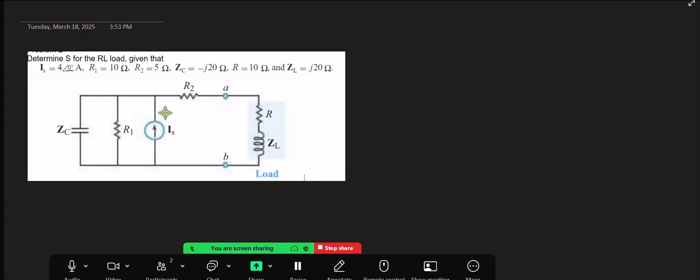Complex power. It doesn't say here, I didn't put it in bold, so you don't know whether I mean apparent power or complex power, but let's find both, because if you find complex power, the apparent power is just the magnitude of that. Okay, so we're given that our current source here is 4 angle 0.